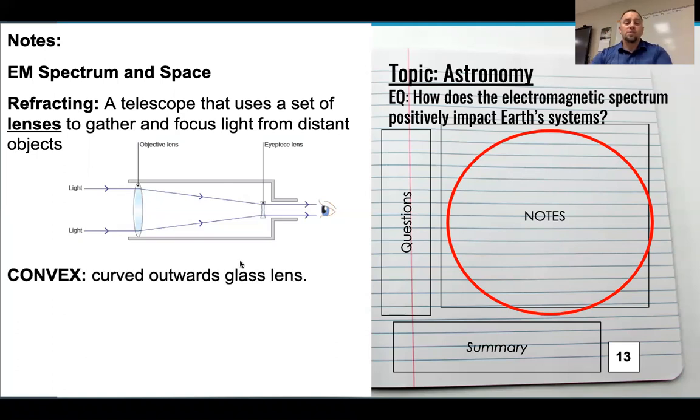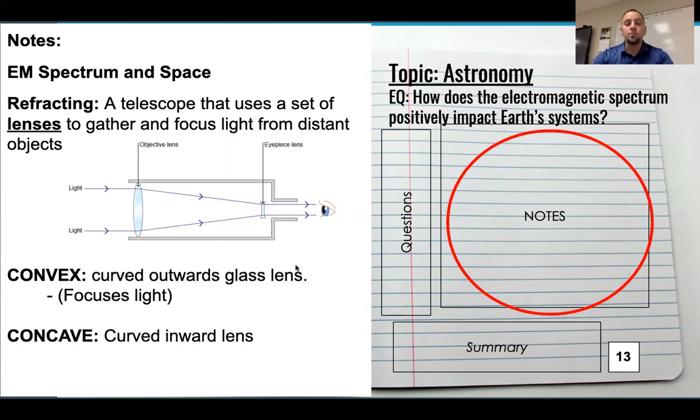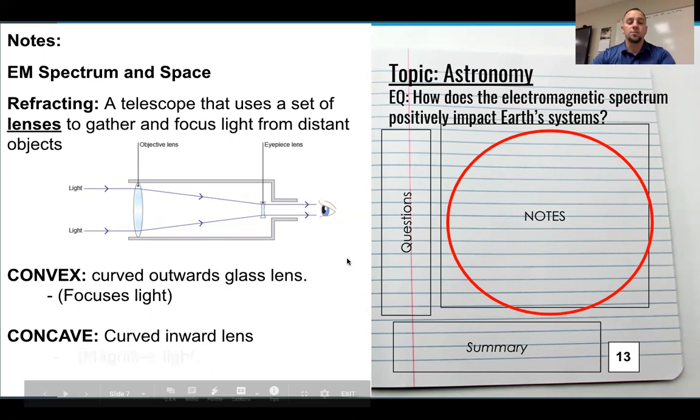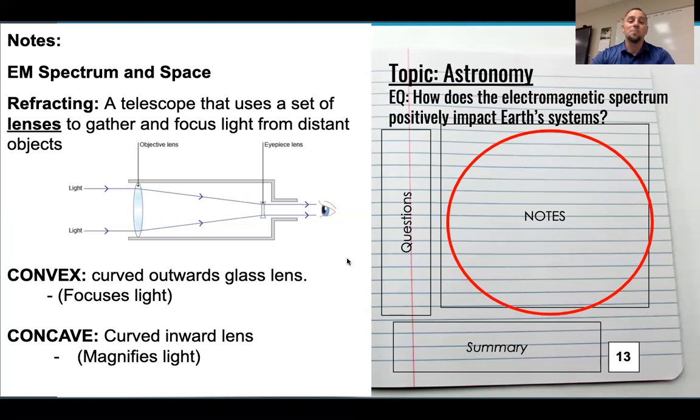That's how a refracting telescope works. It uses a couple different types of lenses. A convex lens is curved outward. It's an outward curving glass lens. That's the one that focuses the light. A concave lens is curved inward. And a way to remember that is concave, it's curved inward like a cave. So a curved inward lens, and that helps to magnify the light.